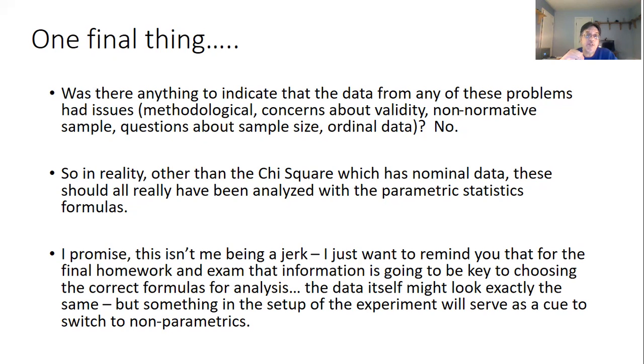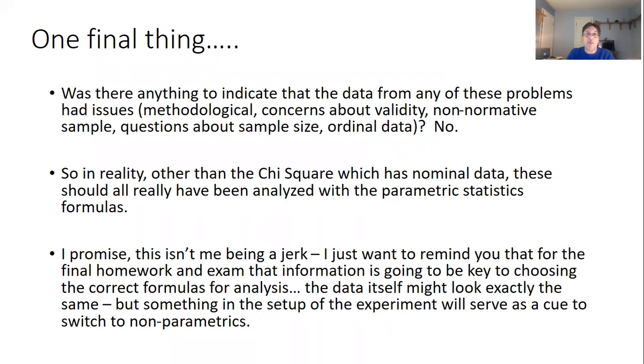But there really was nothing in these question setups that indicated anything about this being ordinal data or anything about this being a bad sample. It didn't appear that anything went wrong. So as a consequence, if this was reality, if this was your final exam, you should have gone with the parametric version of these statistics. Now, of course, I'm being that professor again and doing something and then sort of chastising you for it. I'm not really chastising you for this, but I am saying you still have to pay attention to these things.